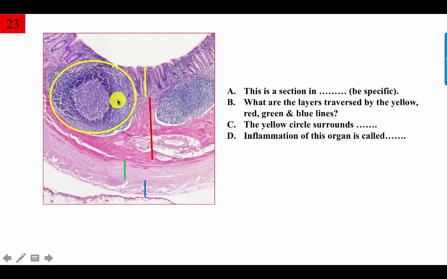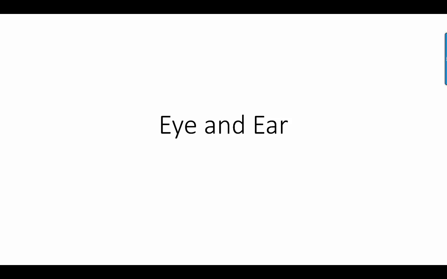And what are the layers traversed by the yellow line? It is the mucosa, the submucosa, and the inner circular and outer longitudinal layers of the musculosa. The yellow circle surrounds the lymphatic follicle. The inflammation is called appendicitis, which is inflammation of the appendix.